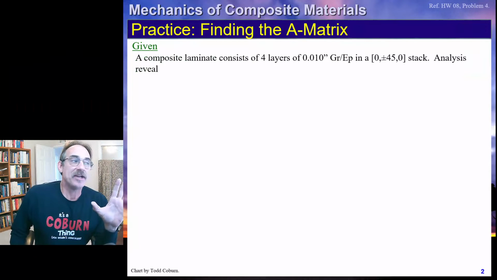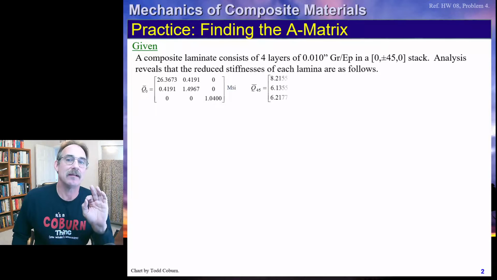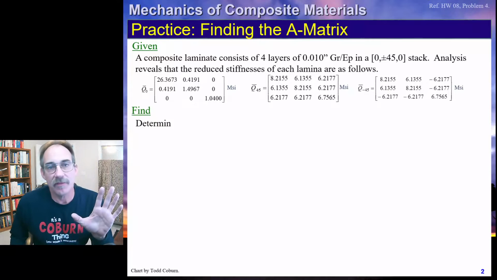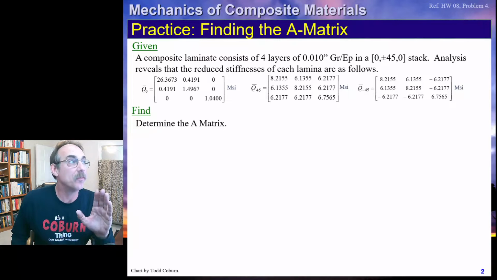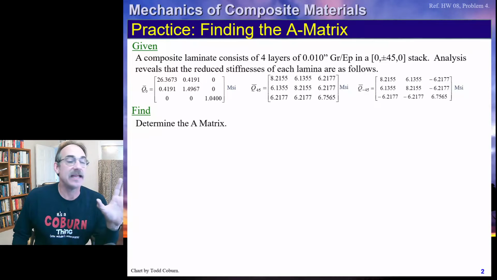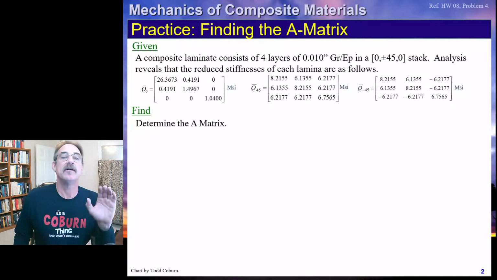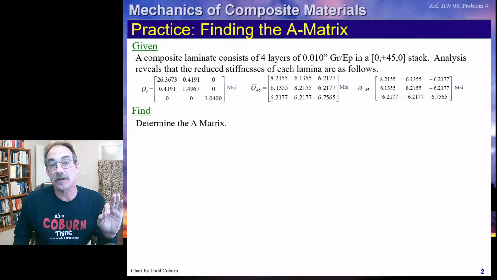So let's just imagine we have a composite laminate that has 4 lamina or layers of 0.01 thick graphite epoxy. The layup is 0, plus minus 45, 0. And let's say that we've already determined our transformed reduced stiffness matrices for each lamina: Q bar 0, Q bar for the plus 45, and Q bar for the minus 45.